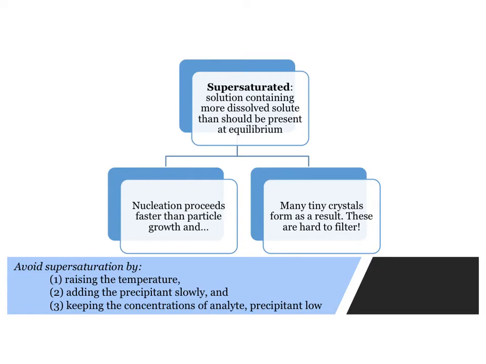To optimize the growth of large crystals that are easy to filter, we want to avoid making a supersaturated solution. We can do this by raising the temperature, adding the precipitant slowly, and keeping the concentrations of the analyte and precipitant low. If we don't, nucleation will proceed faster than particle growth, causing many tiny crystals to form that may pass through or even clog our filter.